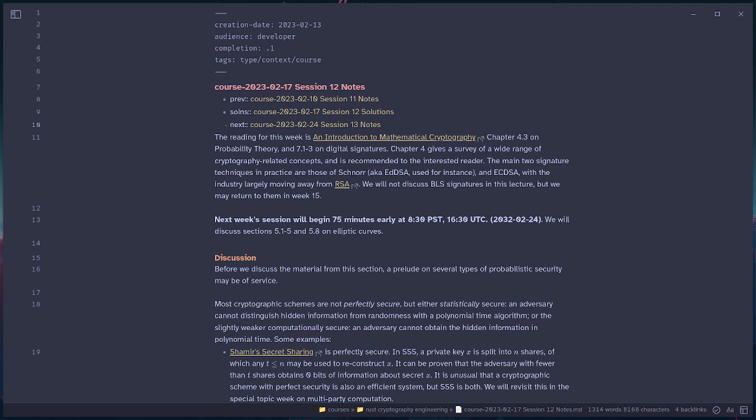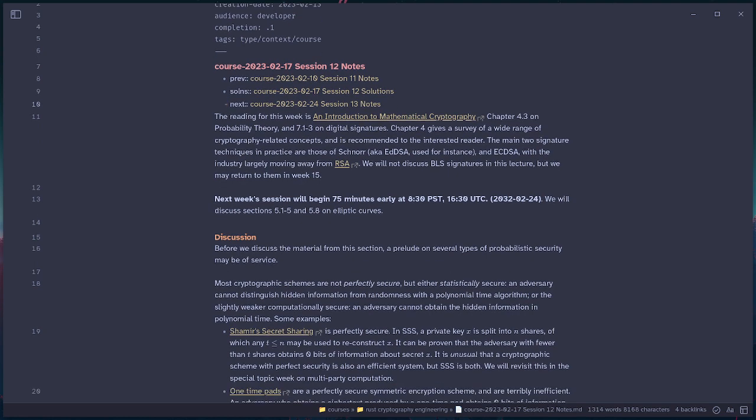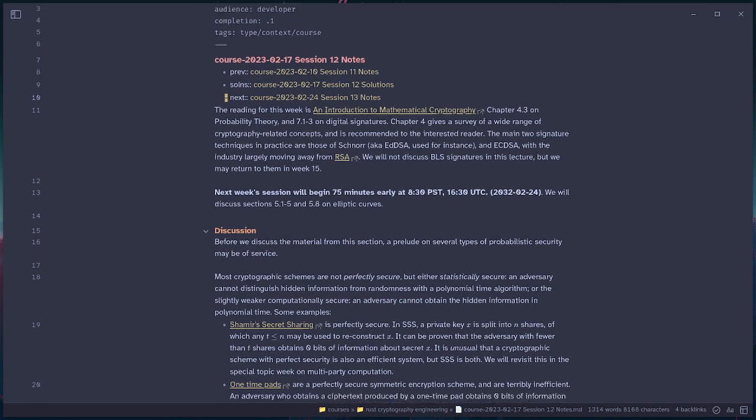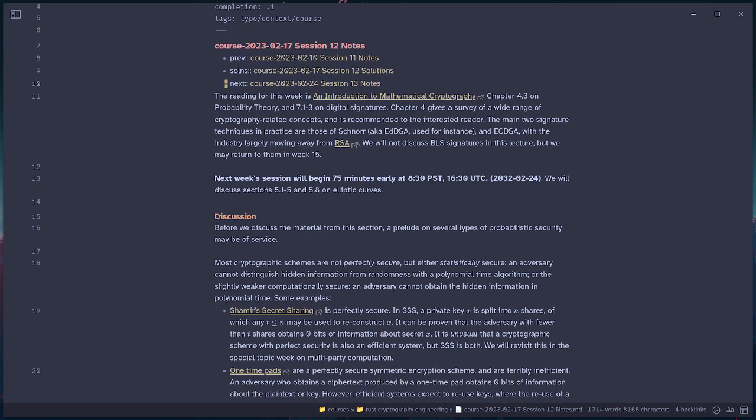So this week we're going to be talking a bit about probability theory. And I want to draw attention to a slight change in schedule for next week. I'm going to be getting on a plane in the middle of the day next week on Friday, so we're going to start 75 minutes early, so I have plenty of time to make that plane.